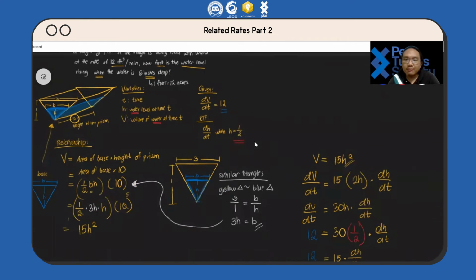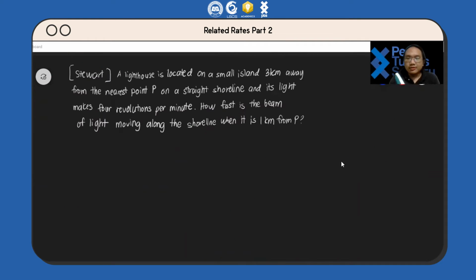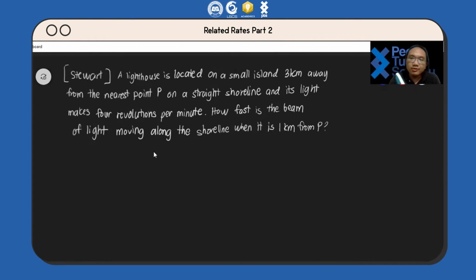So for our final problem in this video, we are going to take a look at a more challenging problem that already involves trigonometry. We are going to take a look at another problem from James Stewart's Calculus: Early Transcendentals. This is the lighthouse problem. A variation of this one can also be found in Larson, but we're doing Stewart's version here.